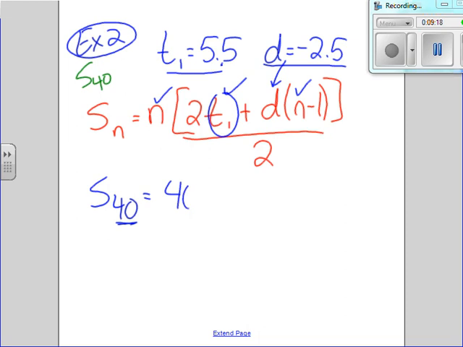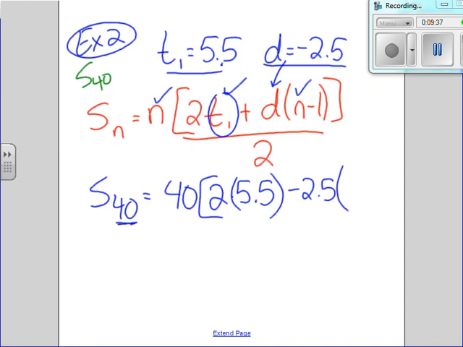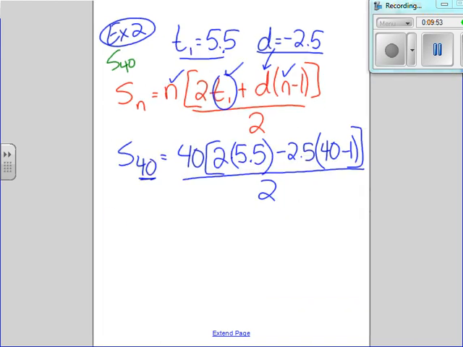N is going to equal 40. I know 2 times the very first term, so 2 times 5.5 is what's going to go there. I know D is negative 2.5, so instead of writing plus negative 2.5, I'm just going to take a shortcut here and do minus 2.5. I know N was 40 again, so 40 minus 1, and then close the bracket. The main thing to remember when you're doing questions of this type is to keep everything nice and organized and keep track of where you are. Otherwise, you'll really be hooped.